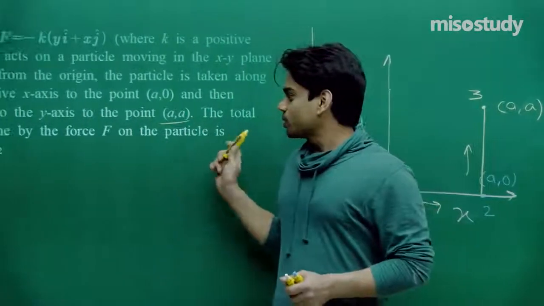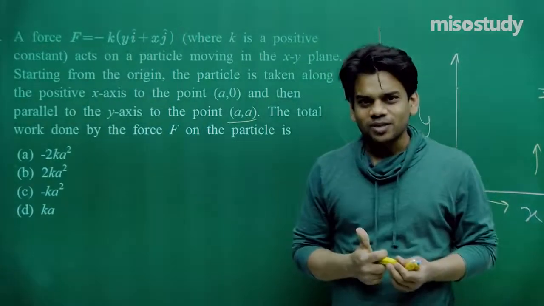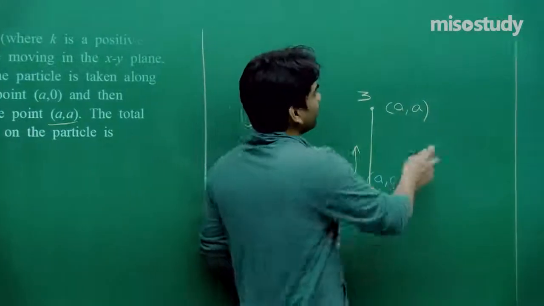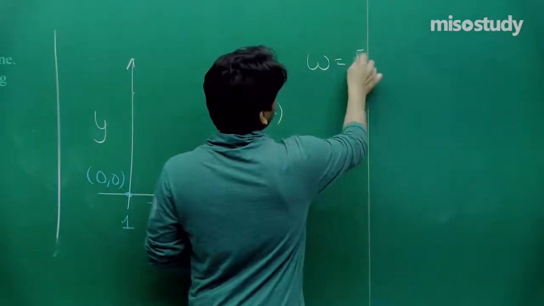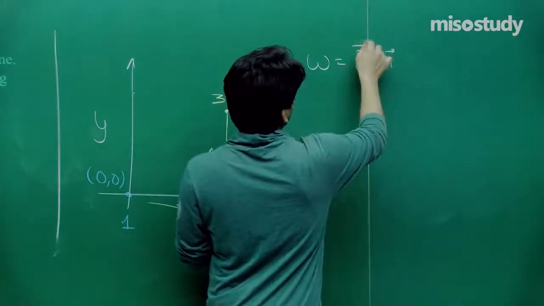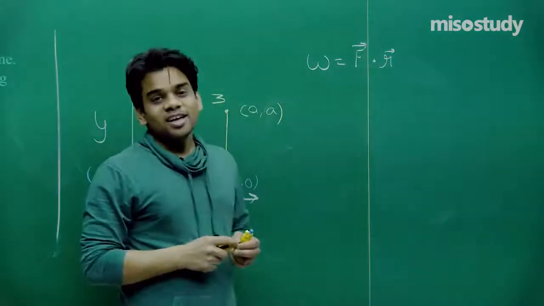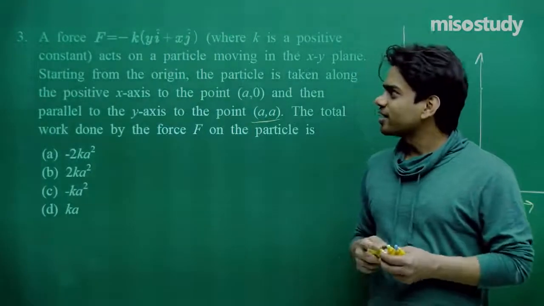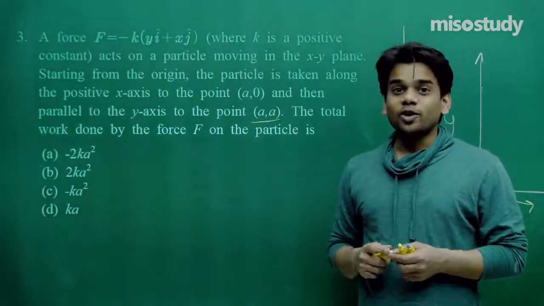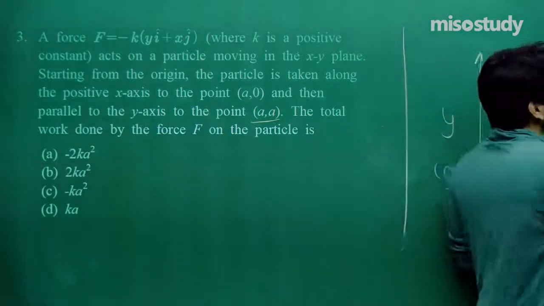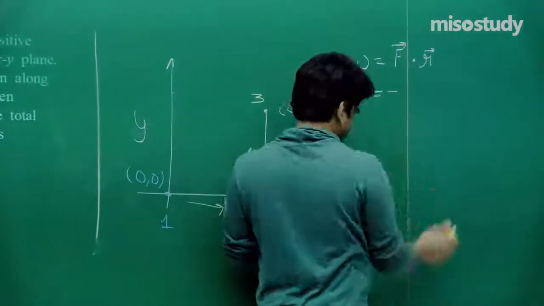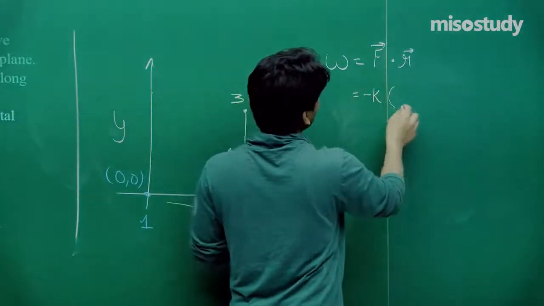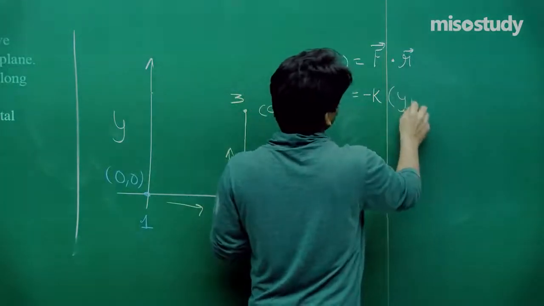The total work done by the force F on the particle is, we know that work done is equal to F dot R. Here I will be talking about work done is equal to F dot R, that will be the most appropriate term. Now you see here, at any point, the force is F equal to minus K (y i cap plus x j cap), and if I talk about dr, see what I need to write down: F is equal to minus K, and here we have (y i cap plus x j cap).